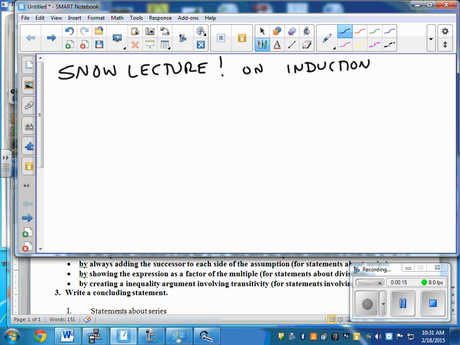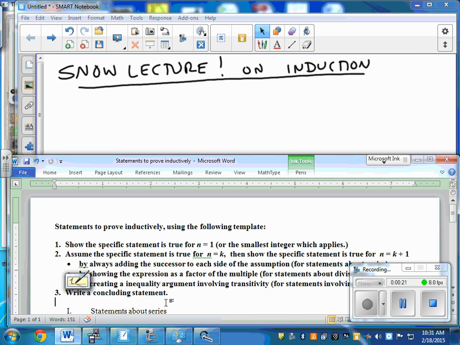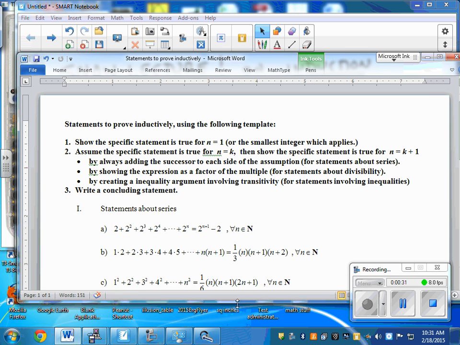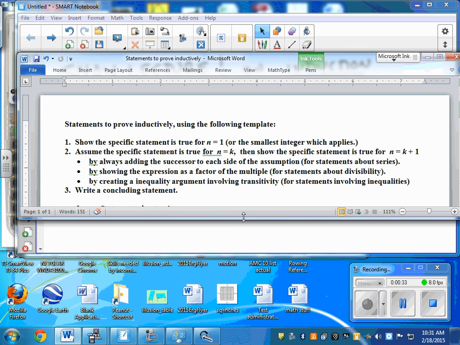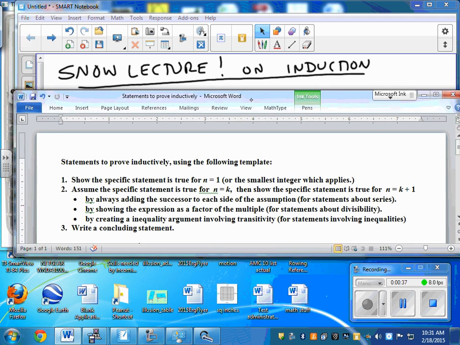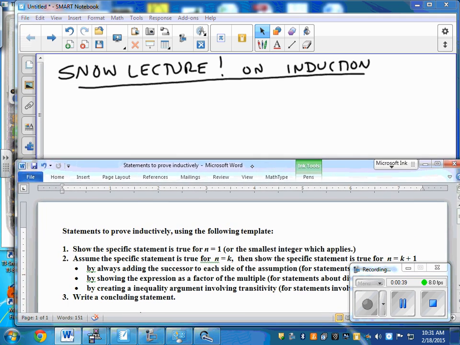Okay, so the first thing you should probably do is take some notes on this lecture. I've got a document on your class page titled Statements to Prove Inductively Using the Following Template. As you go down through it, you'll see a number of statements that we're going to be looking at in this lecture. You might want to print that out, or at least pull it up and have it available as we go through this video lecture.